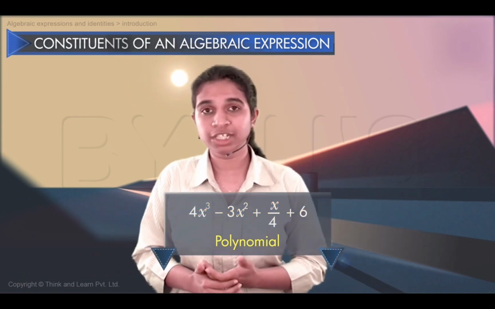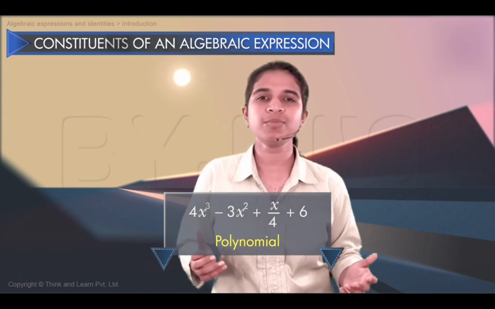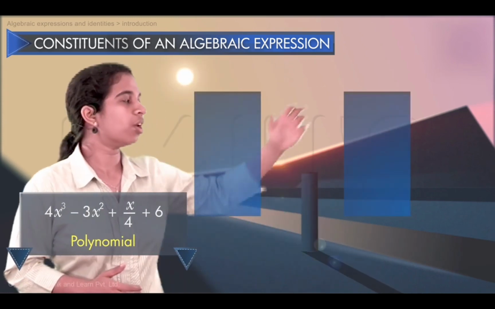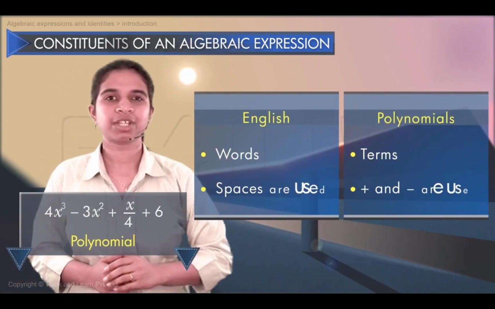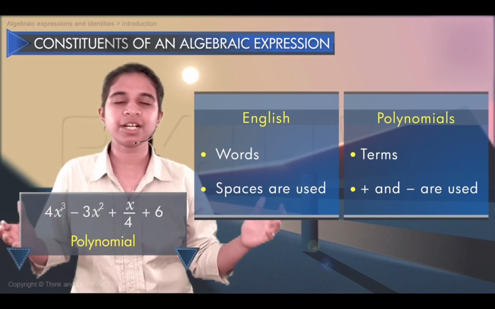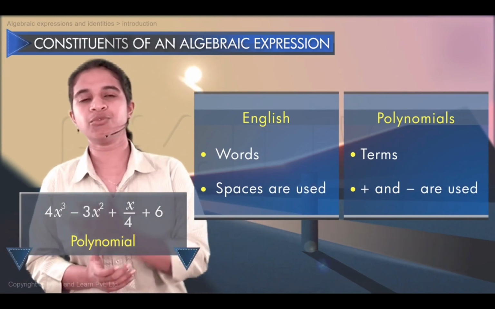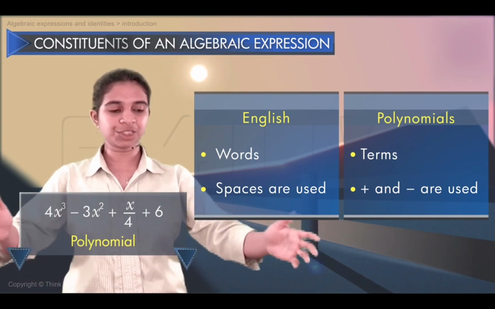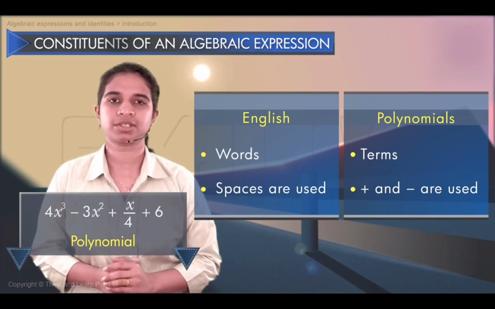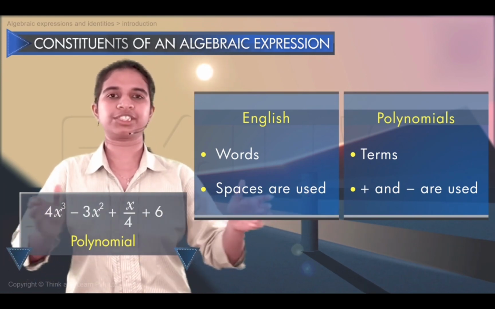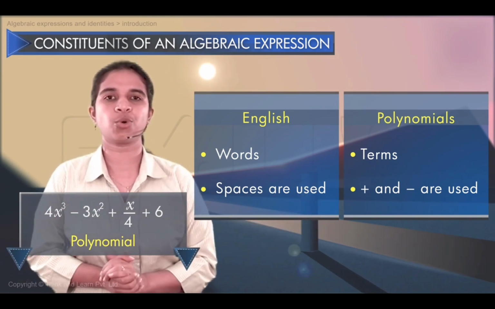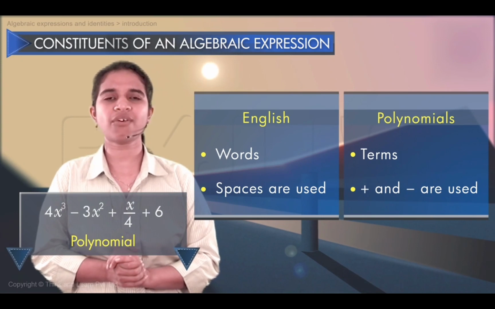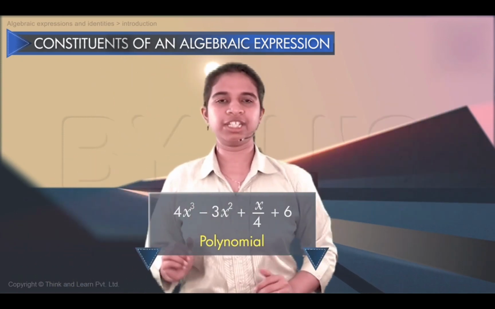Now, instead of calling them words, because it's not English and it's polynomials, we have another term. So words are nothing but terms. You know that words are separated by spaces. Now, when we look at polynomials, we call them terms. So in this polynomial, you have 4 terms, because you have 4 words, 3 spaces which separate 4 words. Very easy so far.